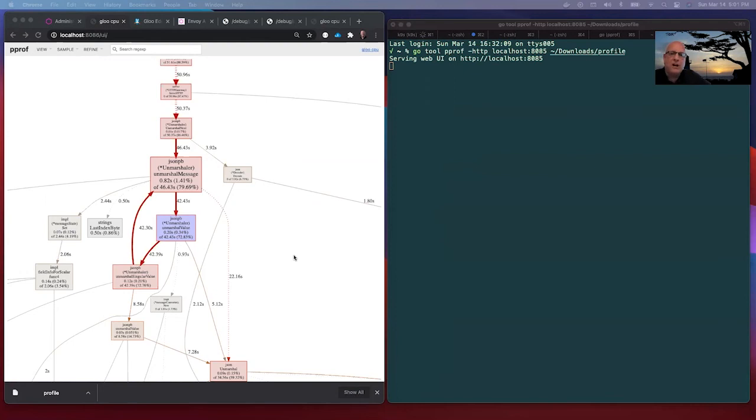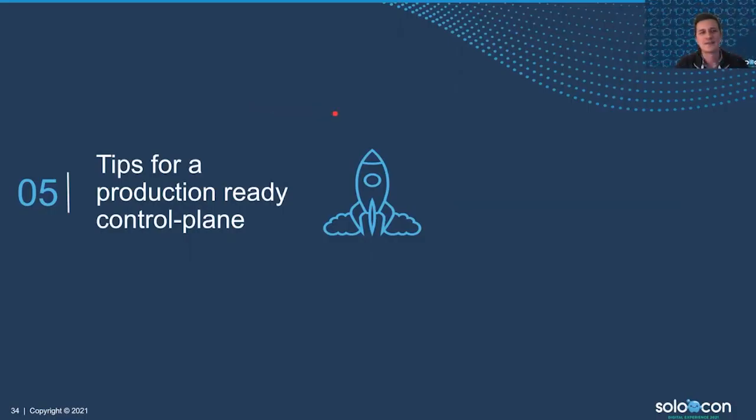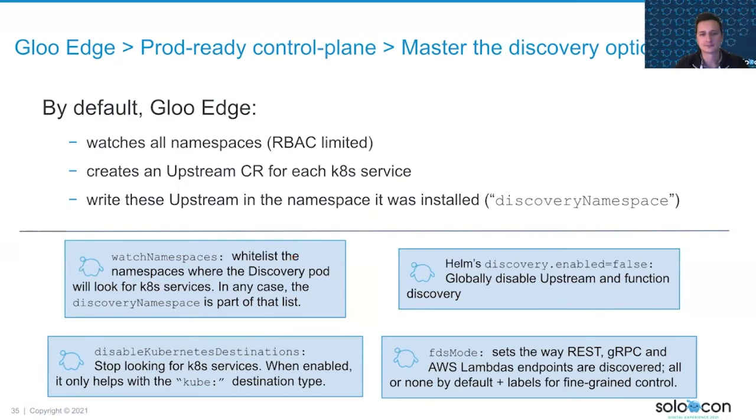So we can help you isolate and resolve some of these problems pretty quickly. Okay, this is the last chapter of our talk, and this is about securing the control plane for production. As you know, Gloo can discover services running on your cluster and across multiple namespaces. By default, it will watch all namespaces and write those upstream objects to the namespace where Gloo was installed.